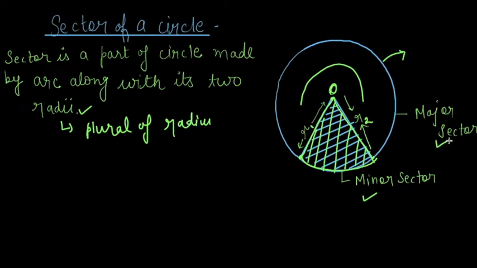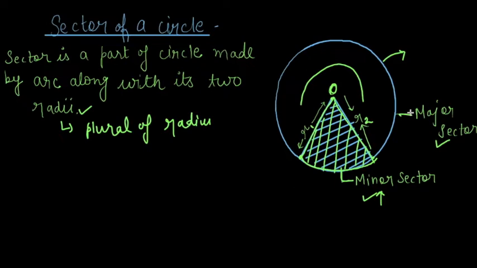So a sector, how do we define it? It depends upon the size. Minor means something small. Major means the main portion. So if you see the size, the smaller one compared to the leftover is your minor sector, and this is said to be your major sector of the circle.